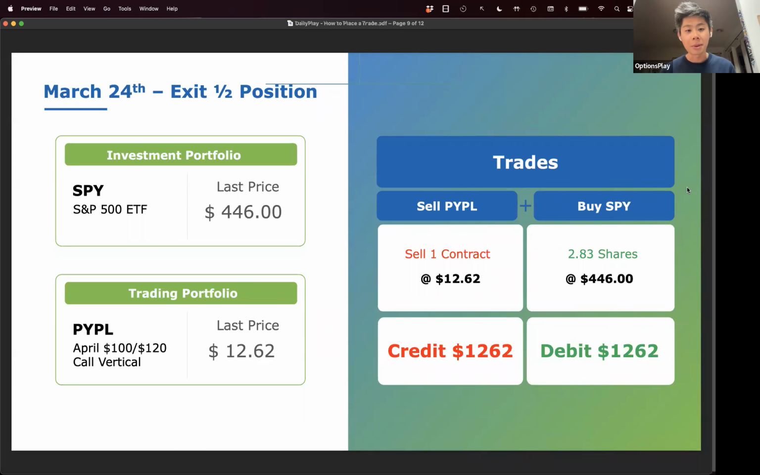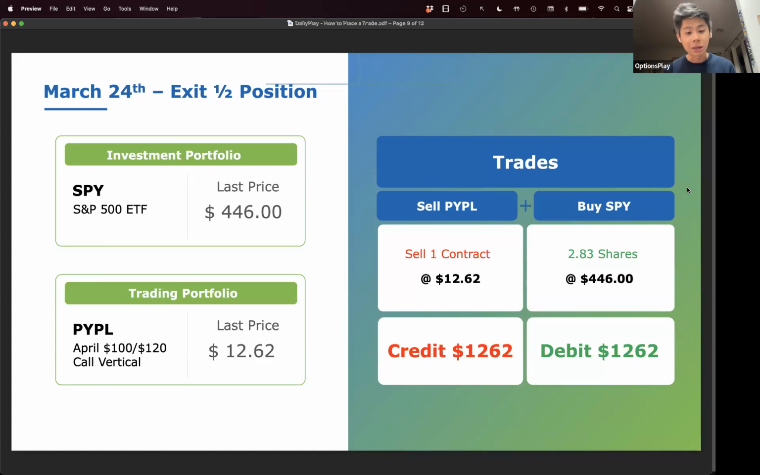In this example here for PayPal, what we did is we sold 1 contract. So we bought 2, but we sold 1 contract here at about $12.62. That brought in $1,200 in credit. That almost virtually pays for the total max risk of the 2 contracts. So we paid $1,400 for the 2 contracts. We collect $1,262 on the single contract. And what we've done is effectively been able to repurchase the roughly 3 shares of SPY that we sold in order to get into this trade. We're now back invested in the market from the proceeds that we raised from selling half the position, but we still own 1 more contract.